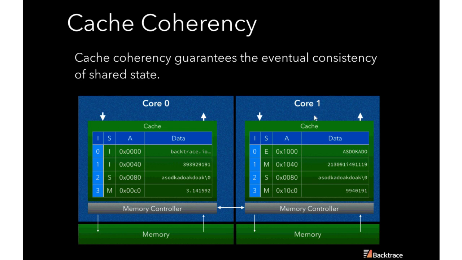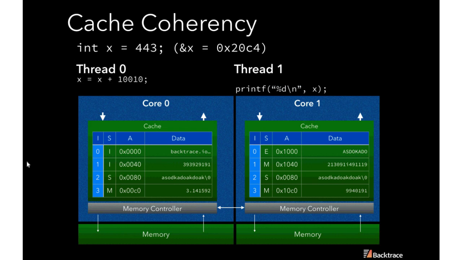So this is core 0, core 1, each with a memory controller and some kind of memory interconnect, and each with local memory. So what we're going to do here is thread 0 is going to increment this variable x, which initially contains value 443 by 10,010, and thread 1 will go ahead and print out that value.